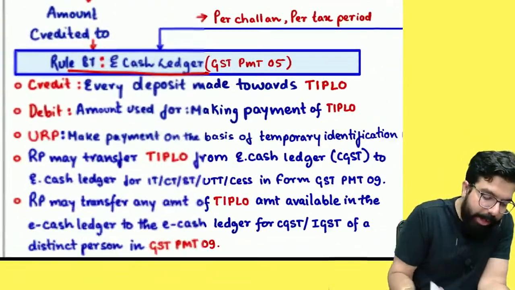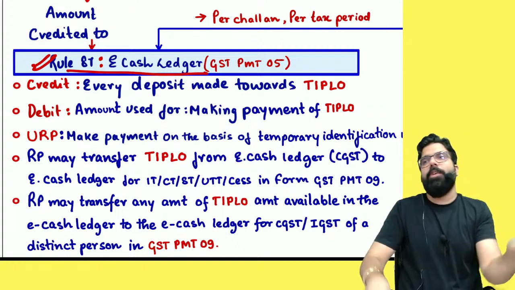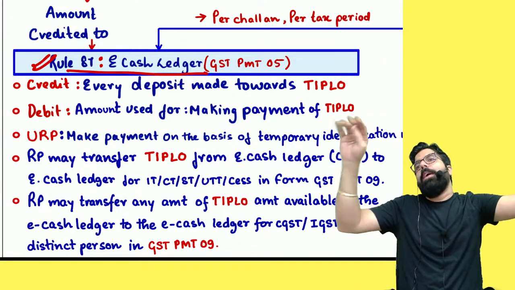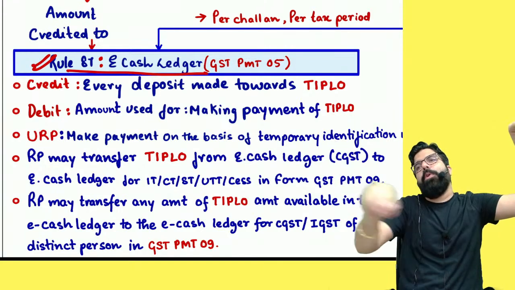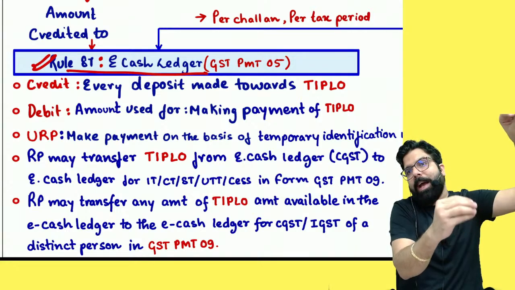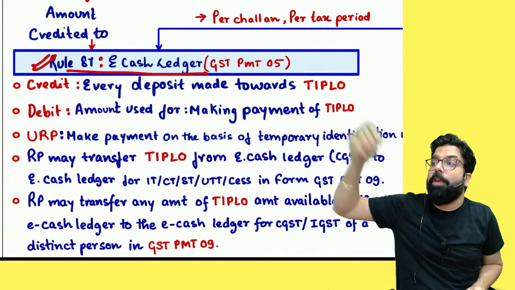The next one over here is the e-cash ledger. People, listen to me very carefully. I have an output of 20,000. What will I first use? Input tax credit. I have 10,000 of input, I will use it. How much is the remaining amount payable? 10,000 is payable in cash. Correct everyone?